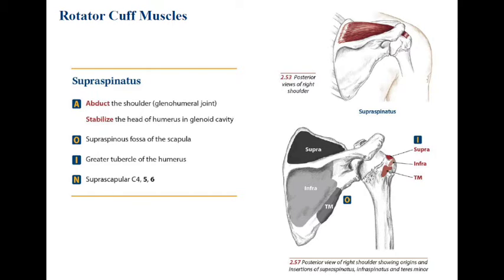Supraspinous fossa of the scapula is the origin. Insertion: greater tubercle of the humerus. Action: abducts the shoulder, stabilizes the head of the humerus in the glenoid cavity.